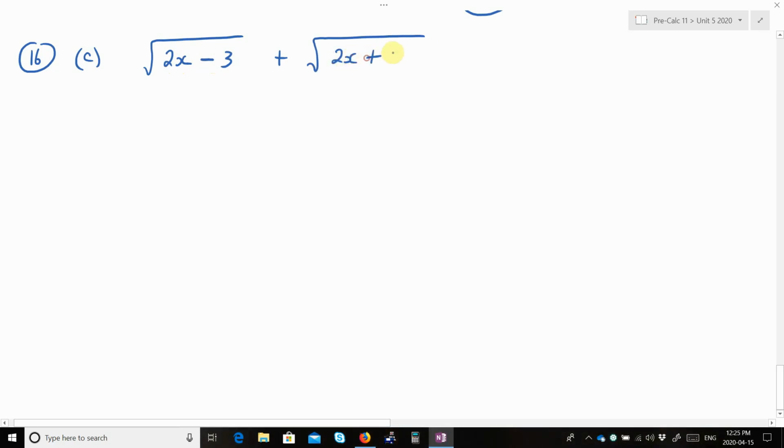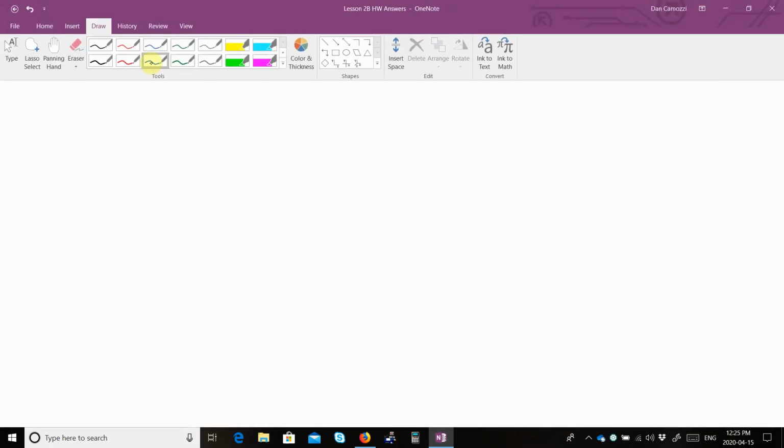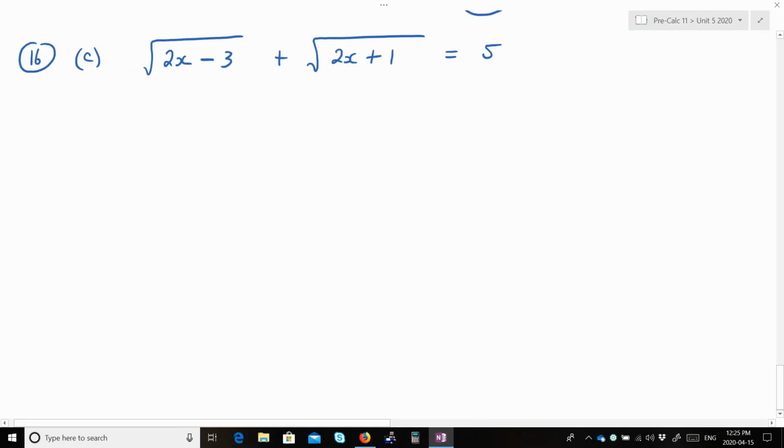Okay, and finally, number 16. I think I did 16A in the notes, so maybe we could check out 16C. This is an enrichment type exercise. You have to go through the process twice of squaring both sides. Okay, so we need to get the radicals on opposite sides.